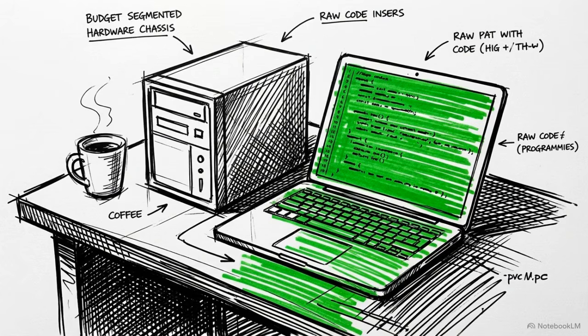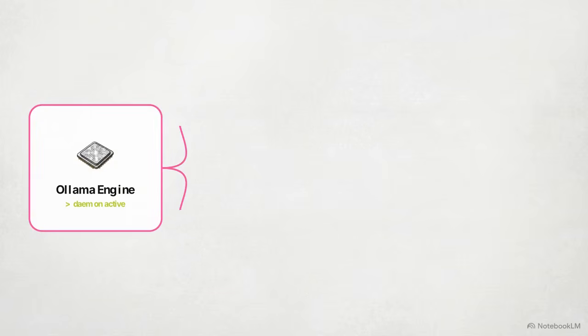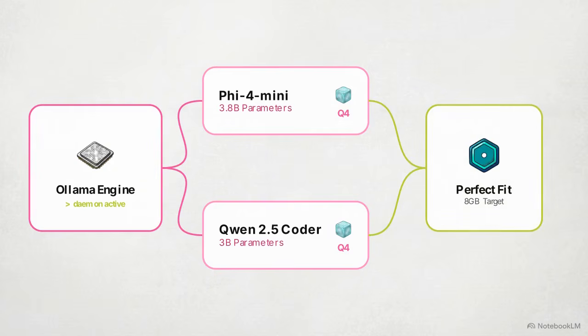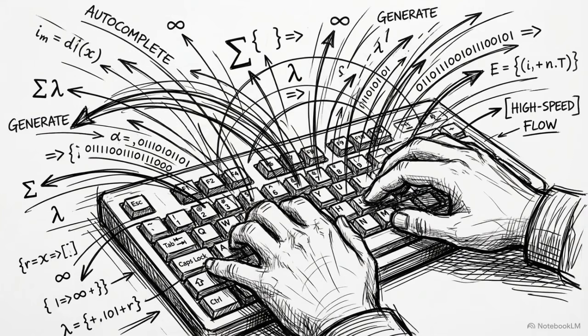For the budget coder running a standard 8 GB Windows or Intel machine, the strategy is specific. You should use terminal-based Ollama paired with a sub-4 billion parameter model like Phi 4 Mini or Qwen 2.5 Coder 3B in Q4. If you single-task and close all background apps, you can expect 8 to 10 tokens per second for fast autocompletes.